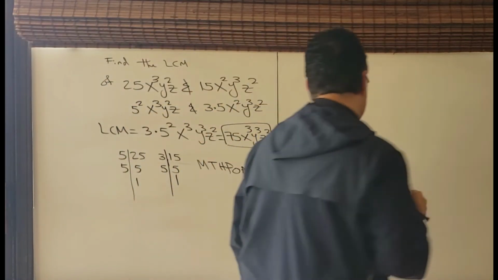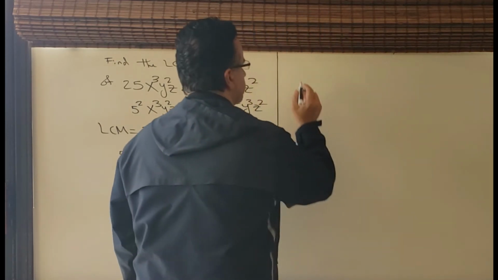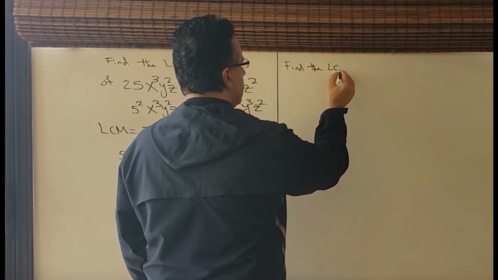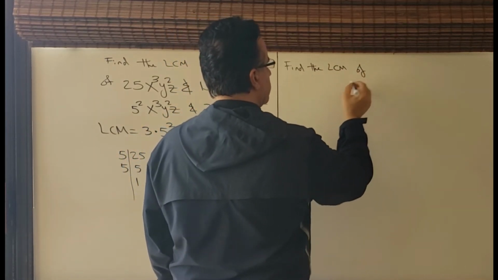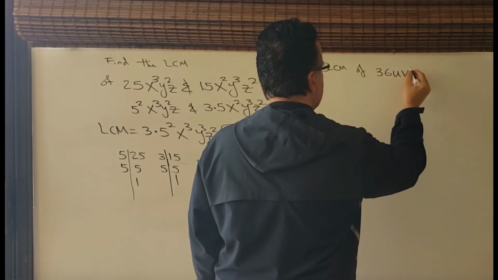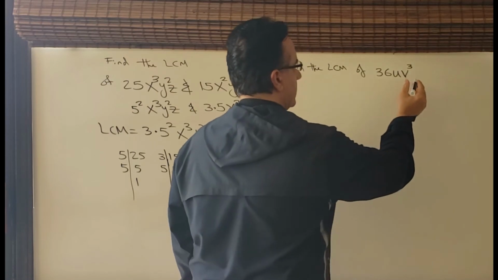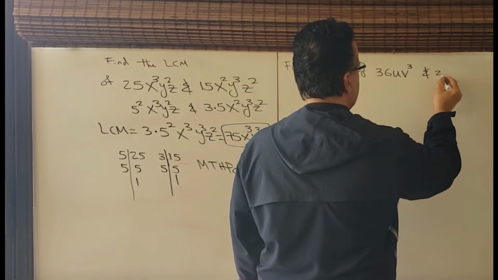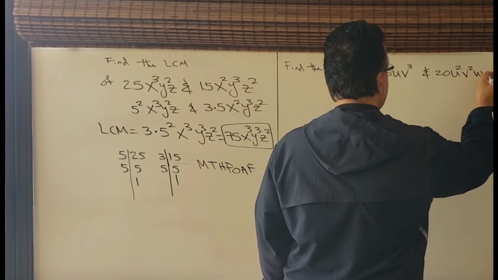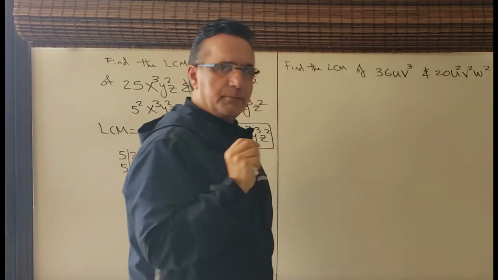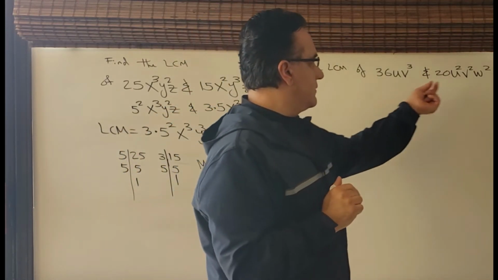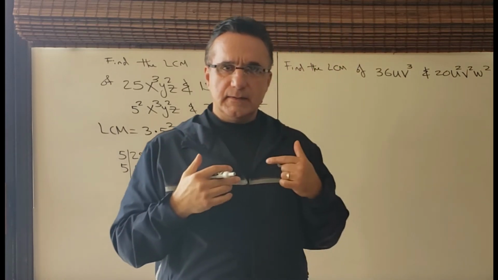Okay, so let's go ahead and try another one. Let's go ahead and find the LCM of 36 u v cubed and 20 u squared v squared w squared. Go ahead and pause the video and try to find the LCM of these two expressions and then come back to the video.